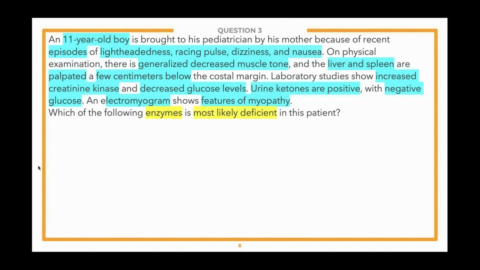They're then asking us about the most likely deficient enzyme. So I think we have a two-step question here. One, we've got to come up with the diagnosis, and two, within that diagnosis, figure out what the deficient enzyme is. So I think we've got a two-step question here. What we're going to do now is show you those answer choices.